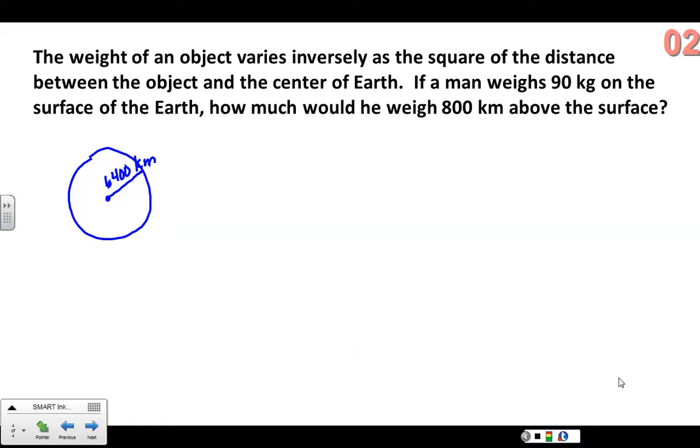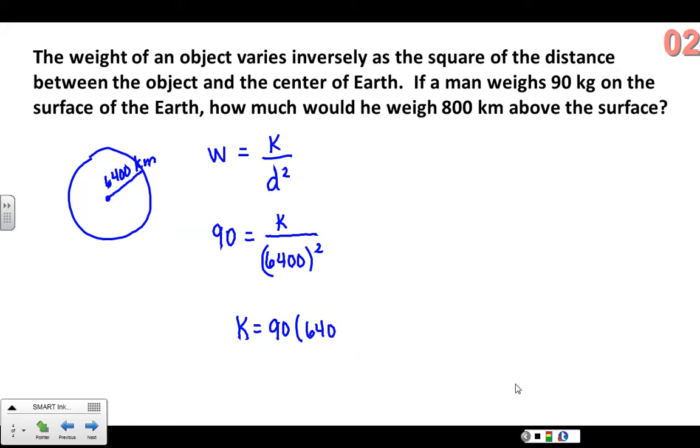So let's talk about the first sentence. The weight of an object varies inversely, so k over the square of the distance between the object and the center of the Earth. So a man weighs 90 kilograms on the surface of the Earth. That said, his weight is 90. If you're on the surface of the Earth, the distance from the center to the surface is 6,400 kilometers, and we're going to square that. So it's the square of the distance. So k in this problem, if I multiply 90 times 6,400 squared, that's going to be my constant of variation.